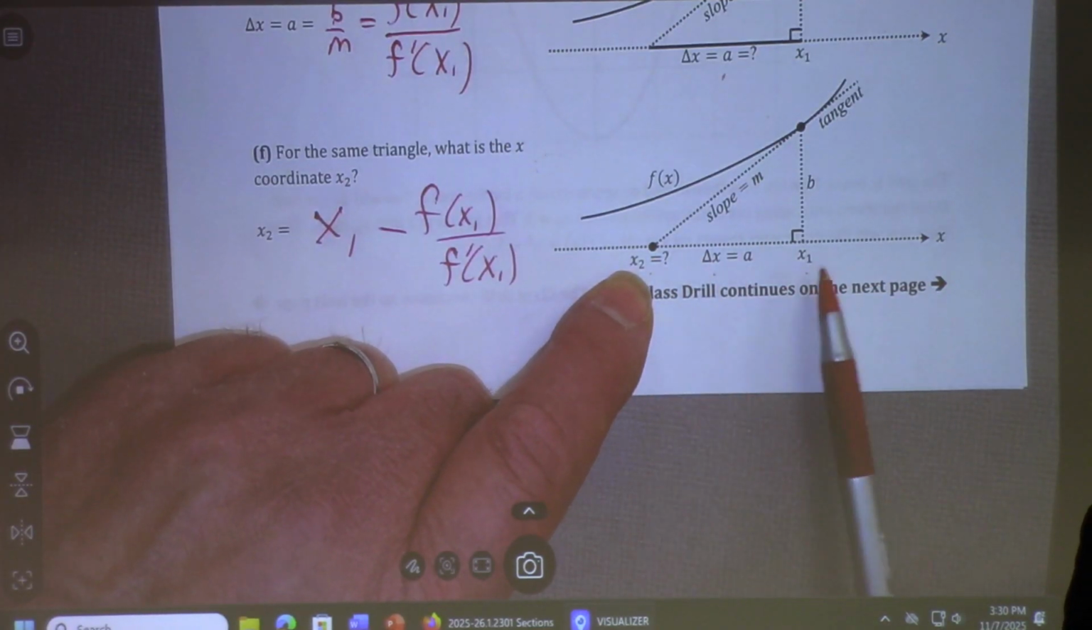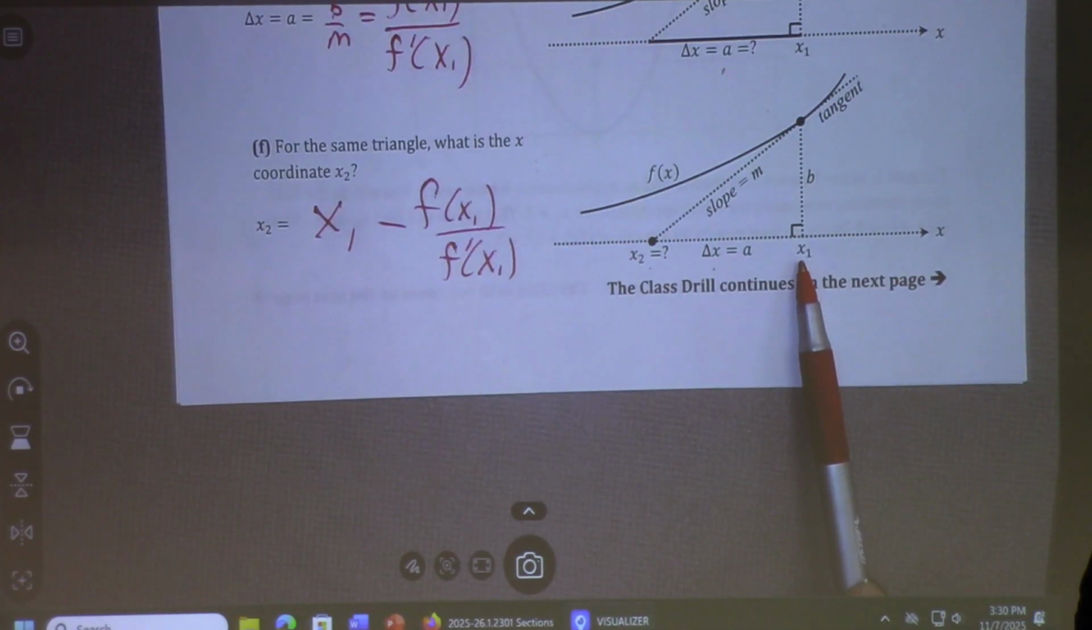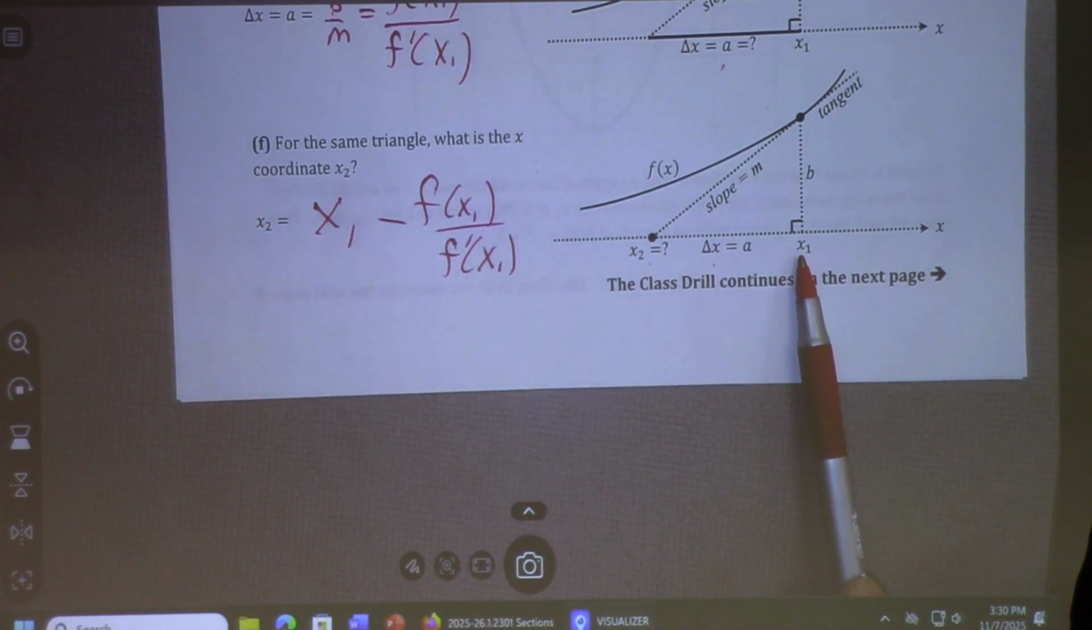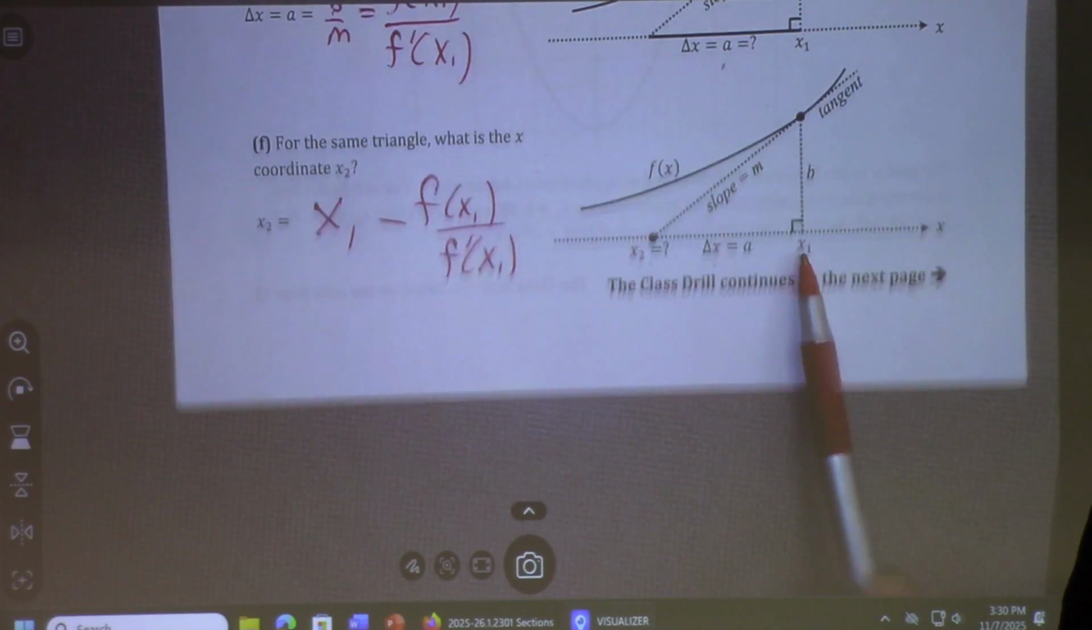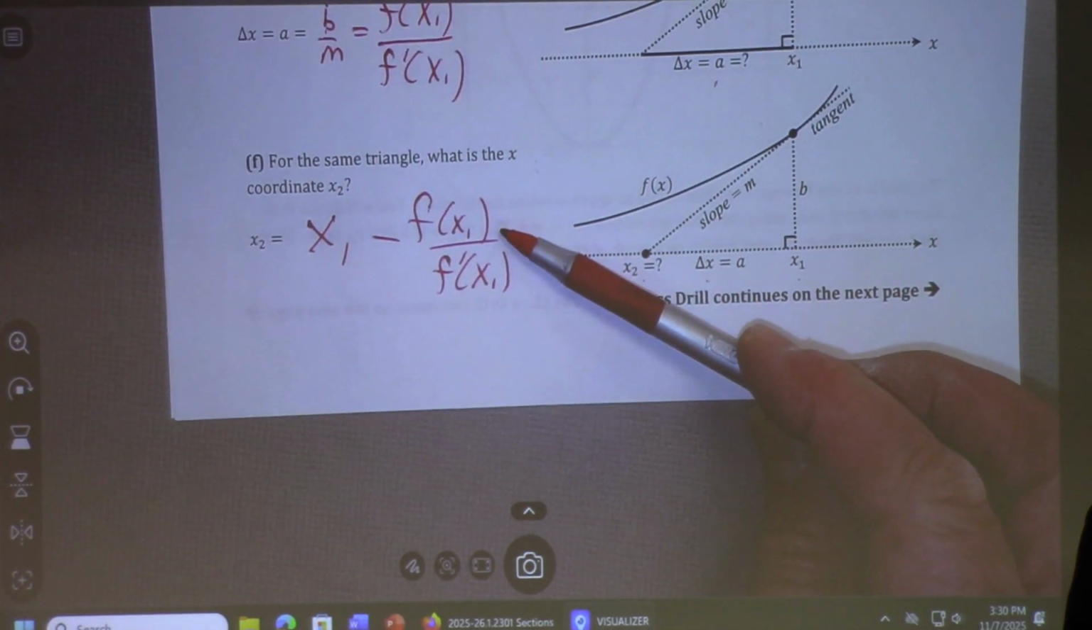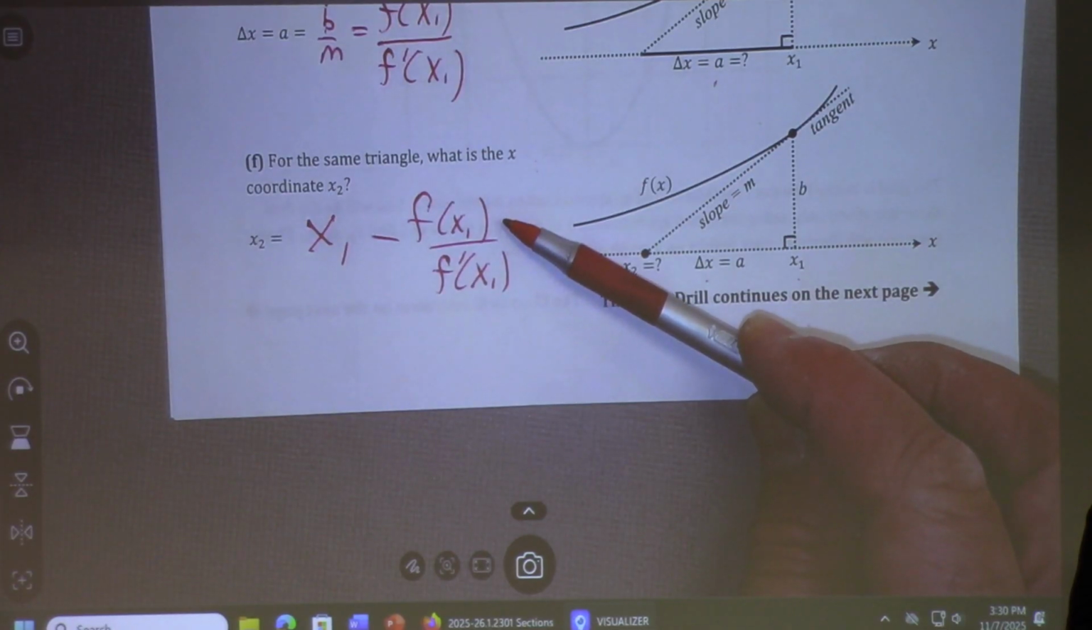Now, what if x1 had actually been a root? What if you made a first guess and it turns out it was a great guess? I just found the x value that's a root. Well, then f of x1 would be 0 in this formula, and so Newton's method would say, stop, you're done. x2 is going to be the same as x1. You don't need to do any more guesses.